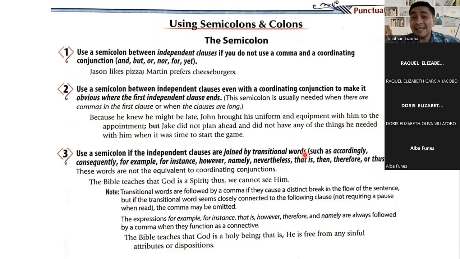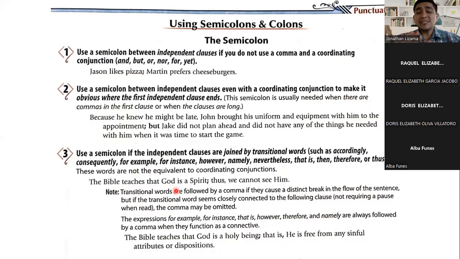De hecho, para el examen TOEFL se las tienen que aprender, especialmente para las lecturas. Dice así, these words are not the equivalent to coordinating conjunctions. No son equivalentes a las conjunciones coordinadas. Veamos esto. The Bible teaches that God is a spirit; thus, we cannot see him. ¿Qué está haciendo el punto y coma aquí? Fíjese bien. Tenemos dos oraciones que hablan de lo mismo. La primera y la segunda son cláusulas independientes.